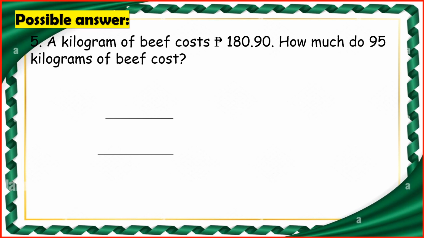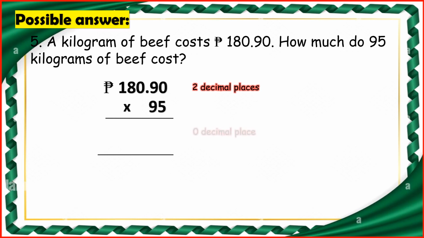Let's move on to problem number 5. A kilogram of beef costs 180 pesos and 90 centavos. How much do 95 kilograms of beef cost? So we will multiply 180.90, which has 2 decimal places, by 95, which has 0 decimal places.